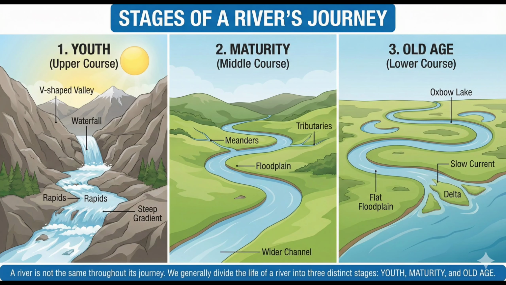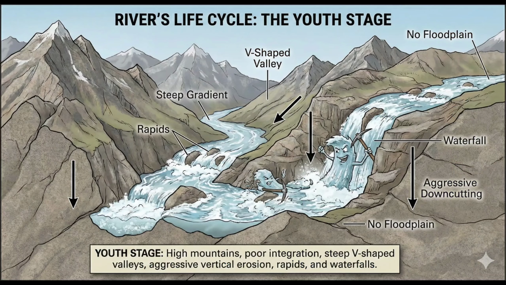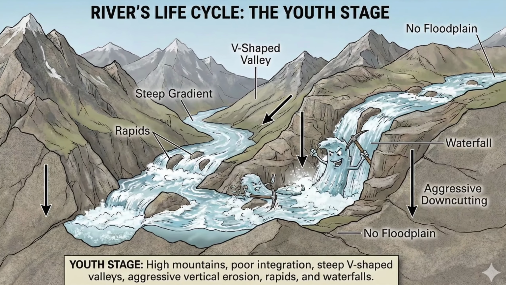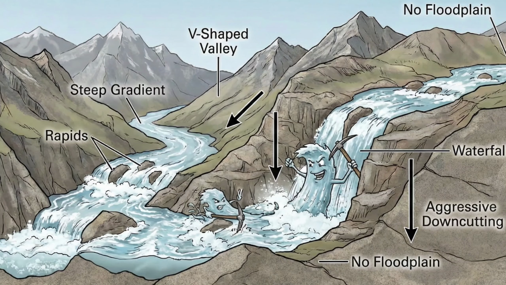A river is not the same throughout its journey. We generally divide the life of a river into 3 distinct stages: youth, maturity, and old age. 1. The youth stage. Picture a river high in the mountains. The streams are few, the integration is poor. Here, the river is aggressive. It flows over steep V-shaped valleys. There are no floodplains or they are very narrow. The river is busy down-cutting, eroding vertically into the bedrock. Because the gradient is steep, you will find rapids and waterfalls here.